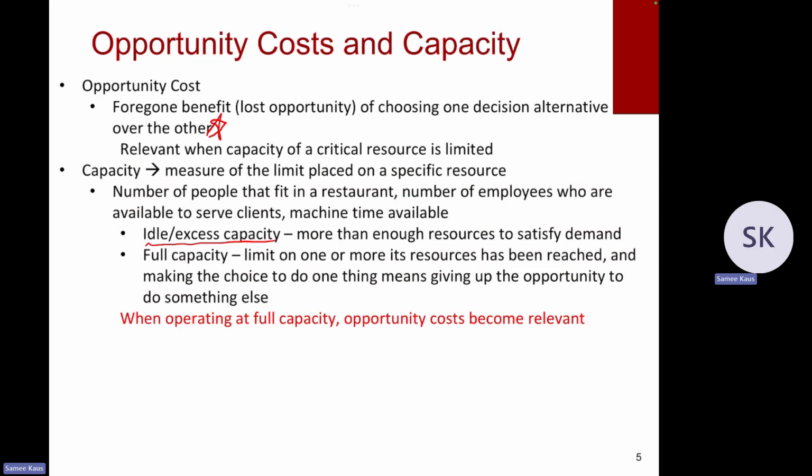That limit is reached. So if I choose to do one thing, it means giving up the opportunity to do something else. Okay. So when you're operating at full capacity, opportunity costs become relevant.